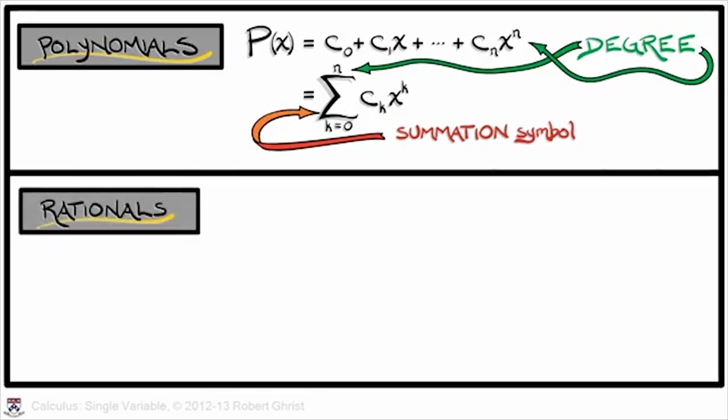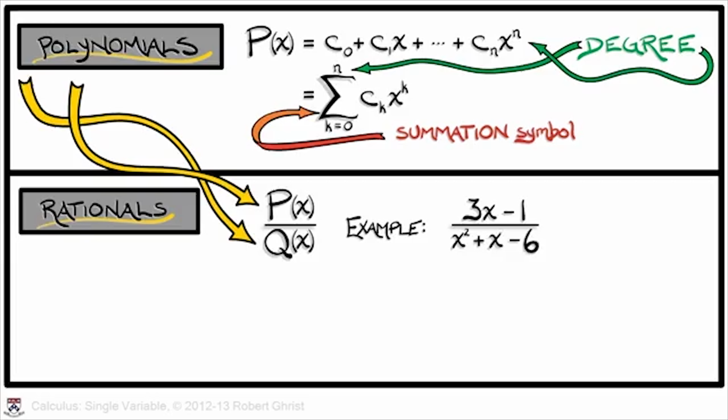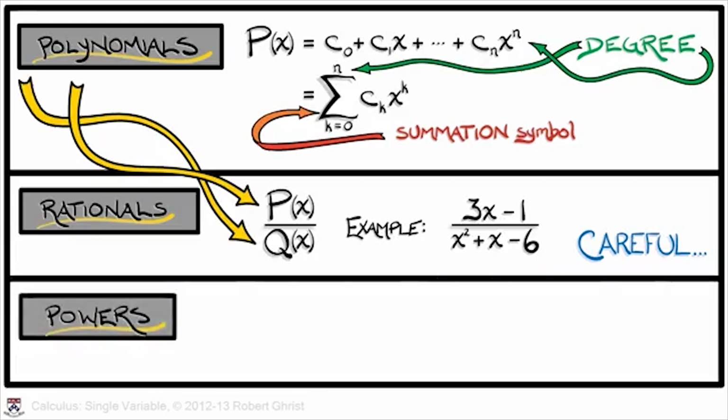Another class of commonly observed functions are the rational functions. These are functions of the form p of x over q of x, where p and q are polynomials. Simple examples like 3x minus 1 over x squared plus x minus 6 are very common throughout mathematics and its applications. Rational functions are very nice to work with. You do, however, have to be careful of what happens in the denominator when you try to plug in a value of x that evaluates the denominator to 0. Your function is not necessarily well defined at such a point.